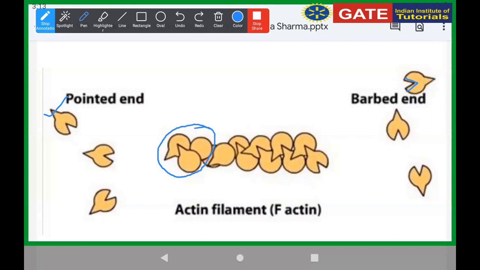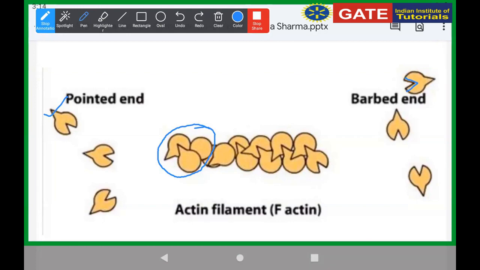This is extra information, not for your exam. For the exam point of view, how all the protein subunits are joined together, that I am explaining here.